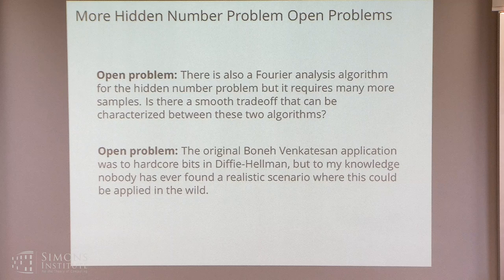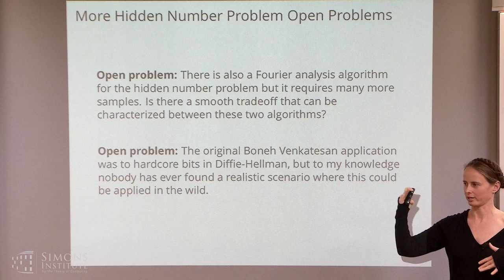So this is my second to last slide. There's also a Fourier analysis algorithm for the hidden number problem, but it requires many more samples than the lattice one, and it's kind of a pain. So it seems like there should be some kind of smooth trade-off or some relationship between these algorithms, and I don't know of any.